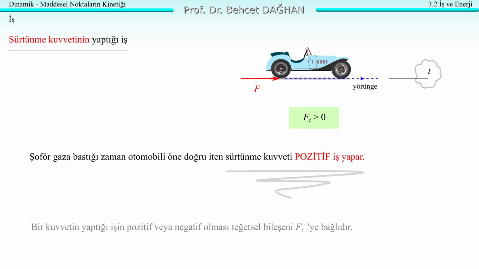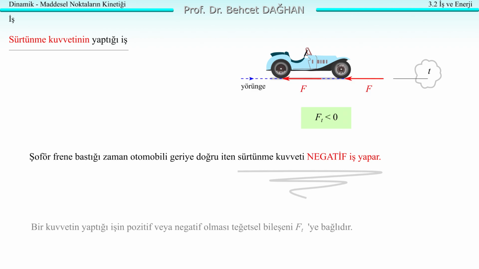The friction force is also directed forward because the driver is pressing the gas pedal. Therefore, the projection of this friction force onto the tangential axis is positive. The work it does is also positive. In this case, the friction force does positive work. If the driver presses the brake, the friction force is directed backward. Its tangential component, its projection onto the tangential axis, is negative. The work it does is also negative. When the driver presses the brake, the friction force does negative work.